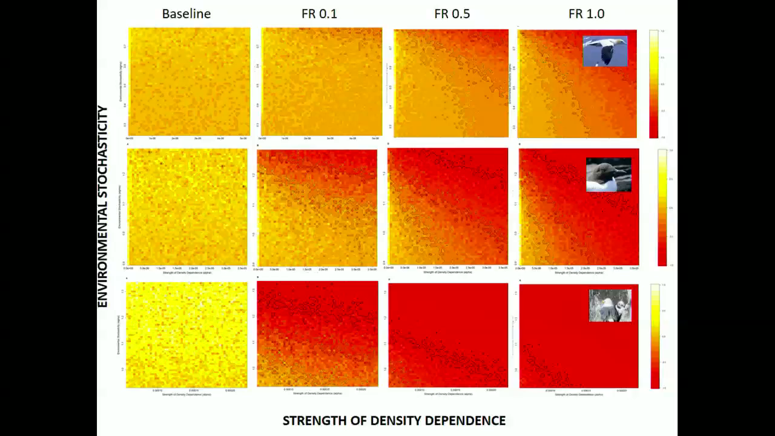For the kittiwake, we have again a different baseline pattern and a different pattern in the first additional mortality, where you can see these populations are highly sensitive to higher environmental stochasticity values. And as these mortality scenarios are increased and precaution is decreased, you can see the effect of decline on the population.